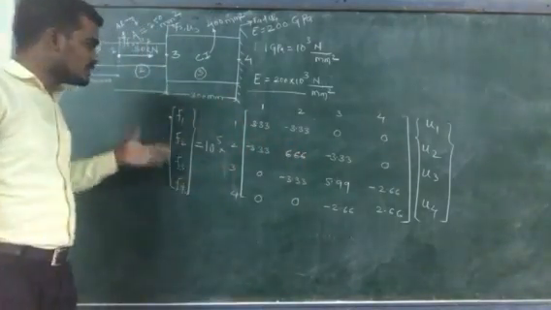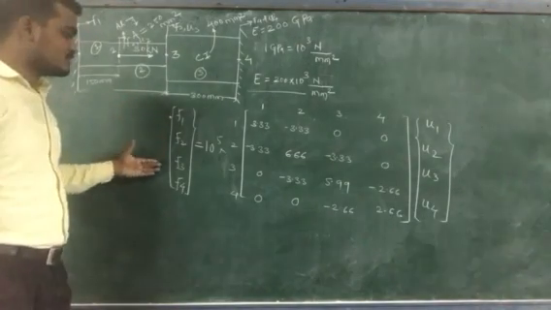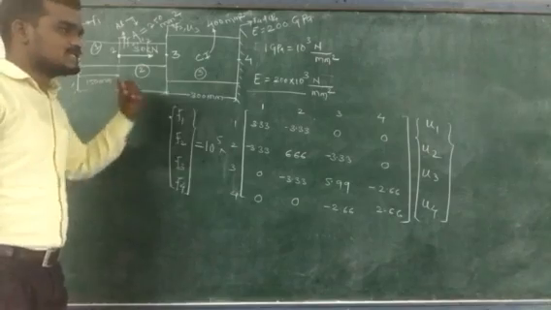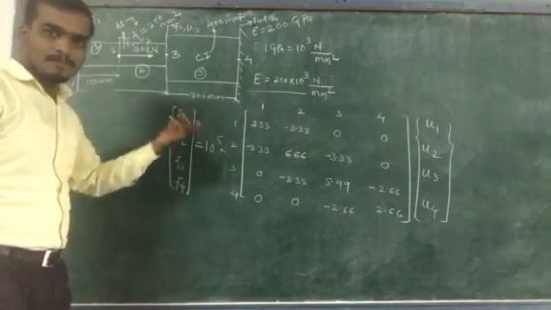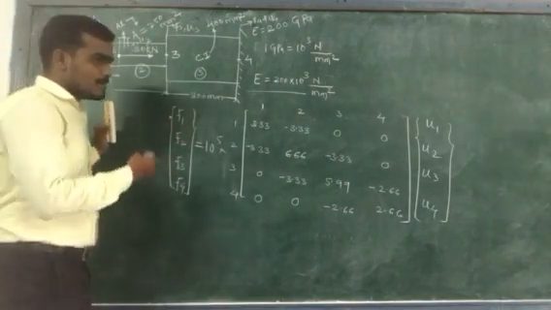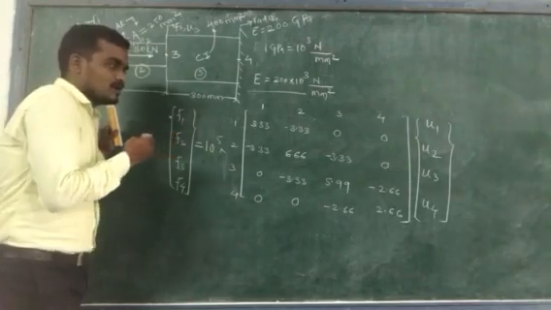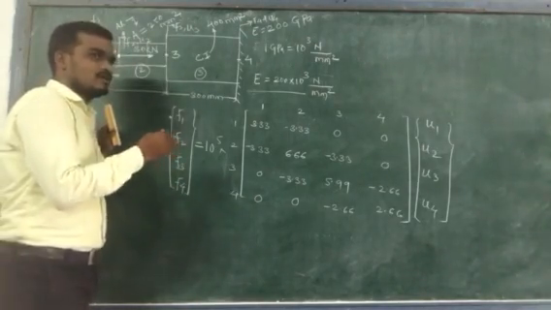In this way you will get here 4 force equations: F1, F2, F3 and F4. Now next step is what? Apply the boundary conditions. Apply the boundary conditions means first apply the boundary conditions for displacements and then for forces.